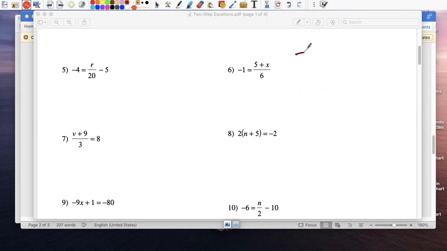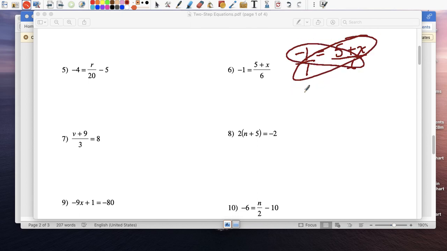The other way you could have done it is cross multiply. 5 plus x over 6, and then you can put this over 1, and you can cross multiply. And if you notice, you're going to get the same exact thing. So, in this case, it's probably easier to just cross multiply.